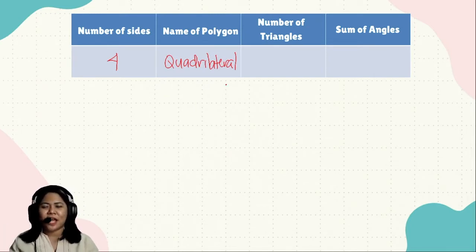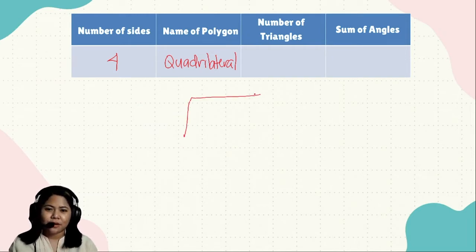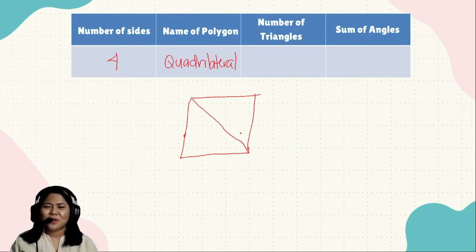So, sa isang quadrilateral, ilang triangles ang pwedeng mabuo? So, consider natin yung isang quadrilateral na sinabi ninyo. The square. So, kung meron akong square, ilang triangles ang pwedeng mabuo dito? So, pag gumawa ko ng diagonal, isang diagonal lang ha. So, the number of triangles that I can form, meron akong isa, dalawa. Okay? So, I have two triangles.